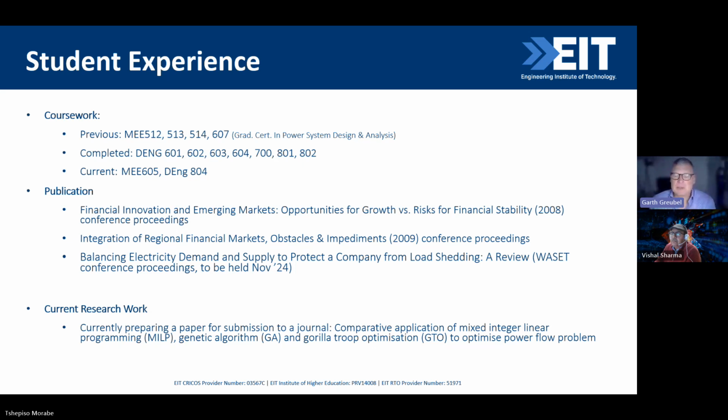Where I'm in the program, I'm about to complete my second year of 3. I've substantially completed all of the coursework. I'm busy now with one of the elective courses, and then that will be done, and I'm fully engaged in the research components. I'm currently working on an article that will be submitted for publication, and that's part of the DEng 804 course, where I'm doing a comparative review of both mathematical and meta-heuristic optimization techniques to solve a power flow problem.